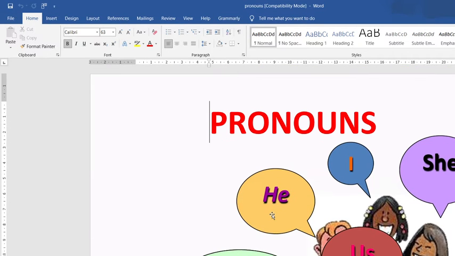Dear students, last time we were reading about nouns, the name of things. Now we are about to read pronouns. Pronouns are that type of words which are used in place of the nouns.